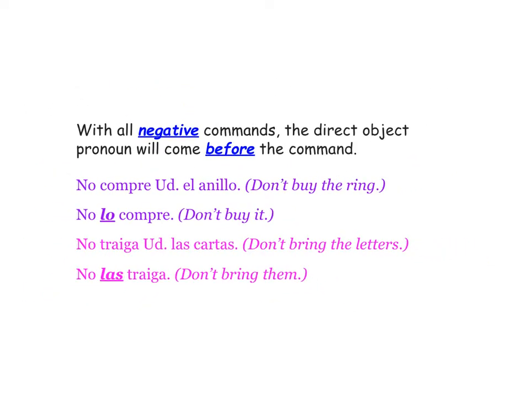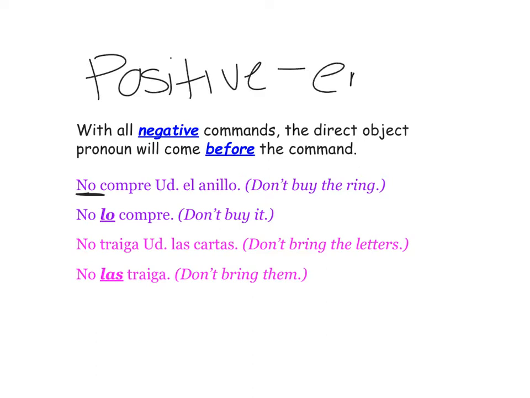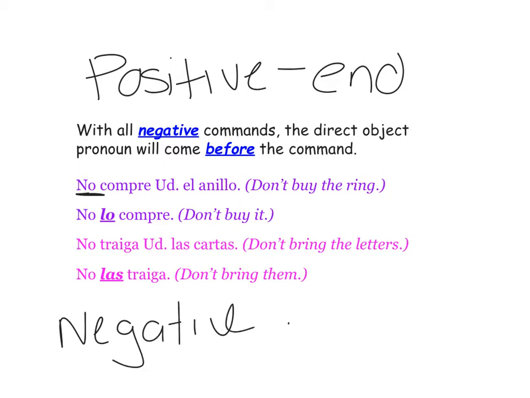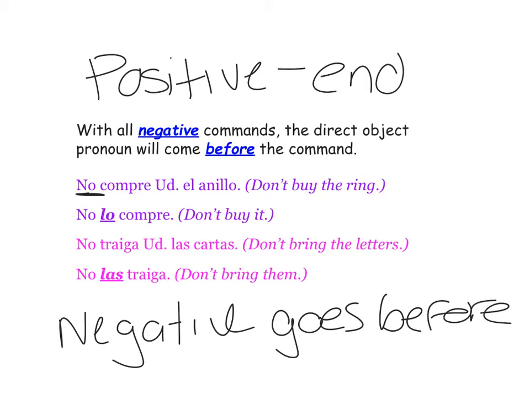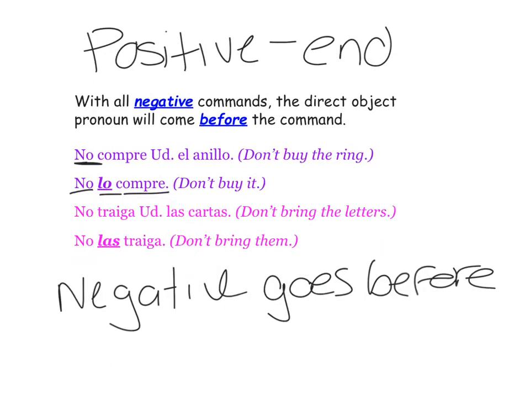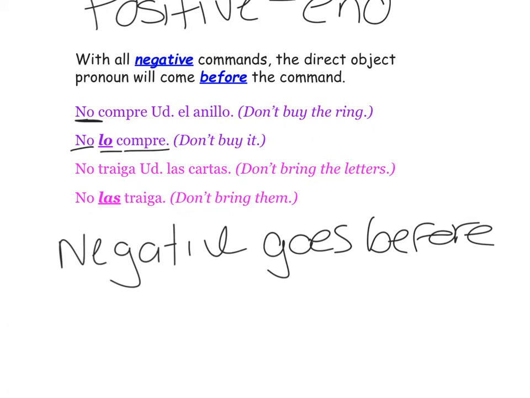If you want to give a negative command, meaning don't do something, all you have to do is put no in front of the command. So the difference between positive and negative, positive goes on the end, negative goes before. Okay, so that's really important for you to notice. No compre el anillo, don't buy the ring. No lo compre. So the negative is going to go before the pronoun and the verb.